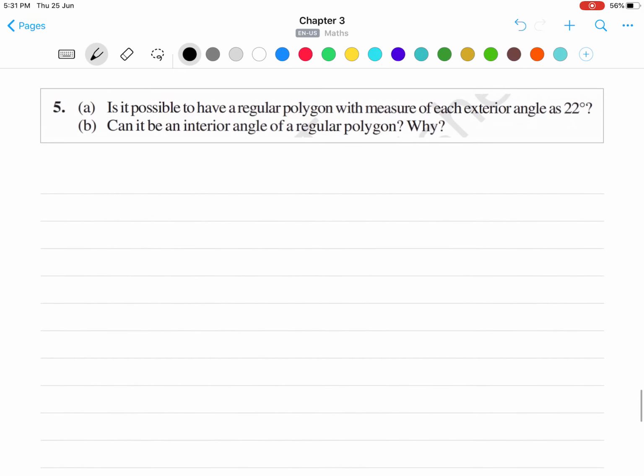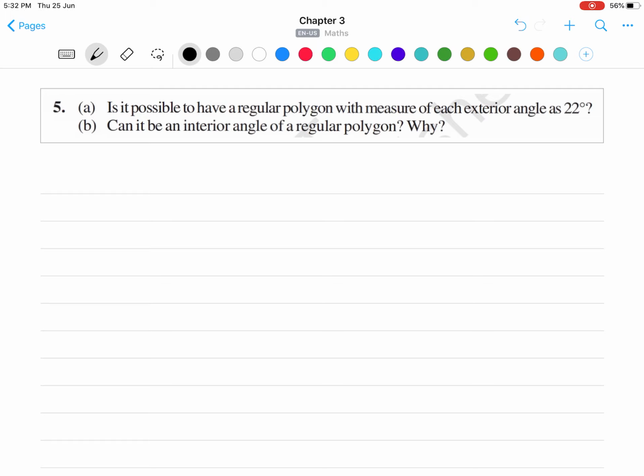Okay, so now moving to the next question, we have question number 5. It says, is it possible to have a regular polygon with the measure of each exterior angle as 22 degrees? So you are asked, is it possible to have a regular polygon with the measure of each exterior angle as 22 degrees?